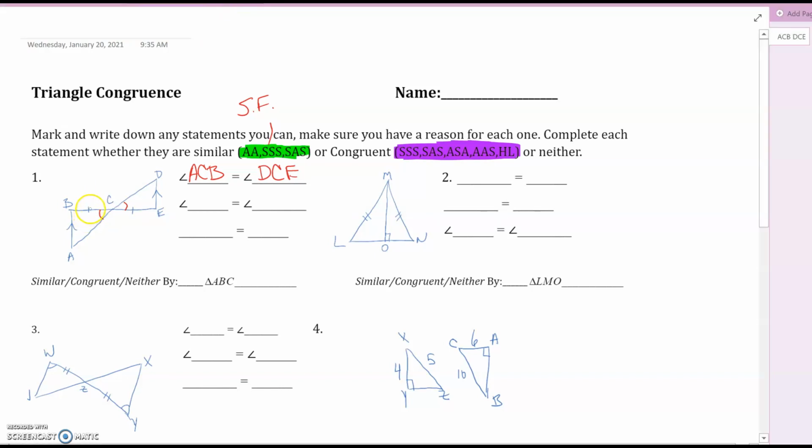The next one here, I see this sign. This slash here means that they're the same length, so I can say side BC is congruent to side CE. Since this is not an angle, I'm going to write it down here where there's no angle sign. So BC is equal to CE.